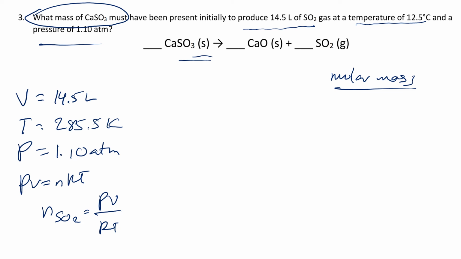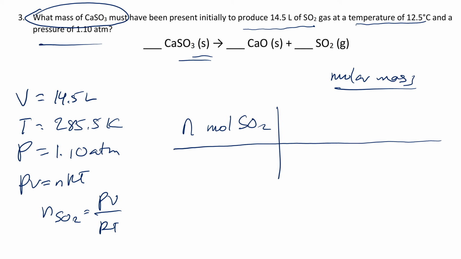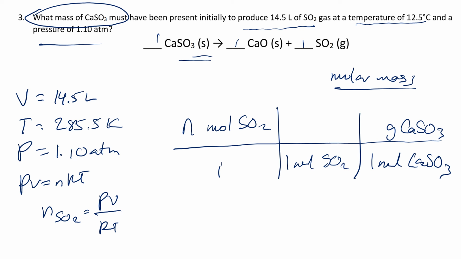So whatever answer n is, whatever number, I'm going to convert this to grams of CaSO3. So 1 mole CaSO3. Looks like this is all just 1 to 1, so 1 mole SO2 on the bottom, 1 mole CaSO3 here. Remember, your molar mass comes from the periodic table.